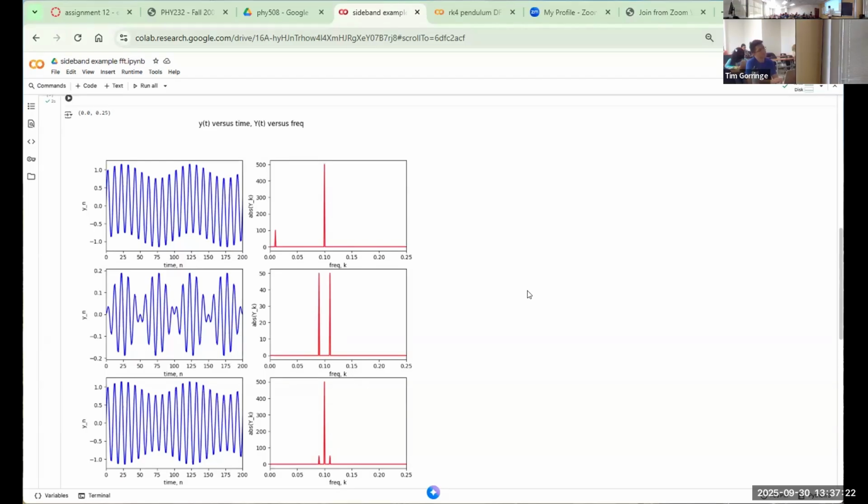This one on the left upstairs is the sum of the two sine waves, the low frequency one and the high frequency one. The high frequency period you see is 10 samples, and the low frequency period is 100 samples. I'm just plotting a section of the full time duration that we sampled this data. So that's the sum.